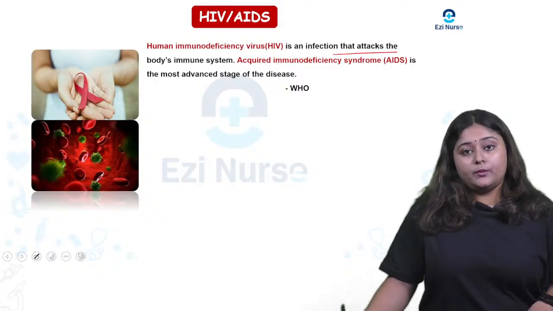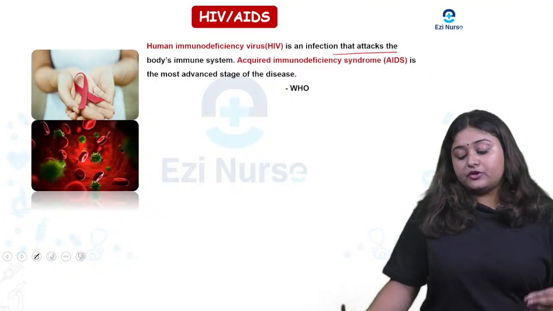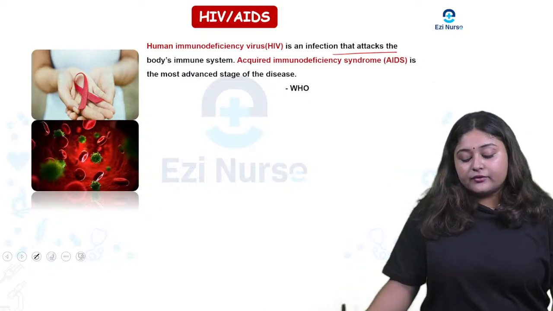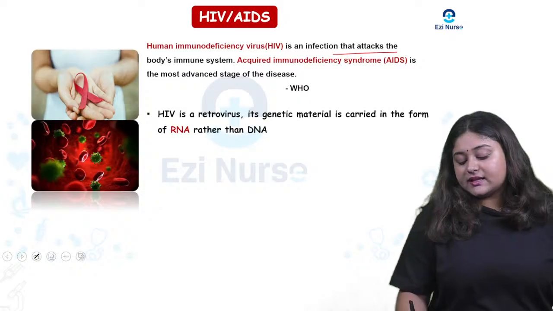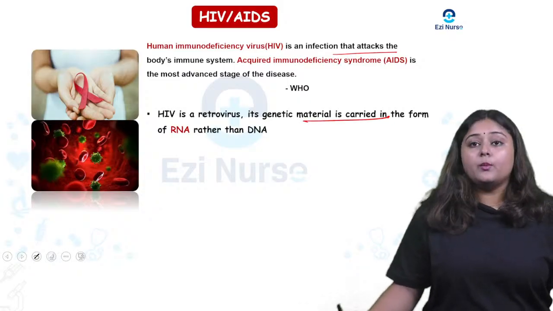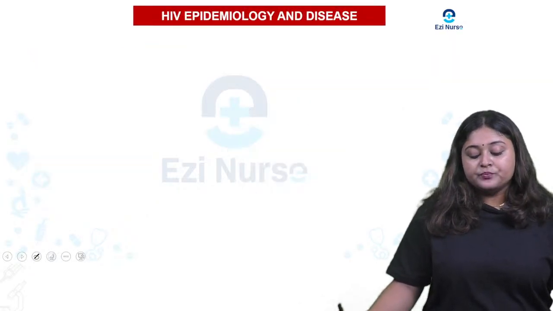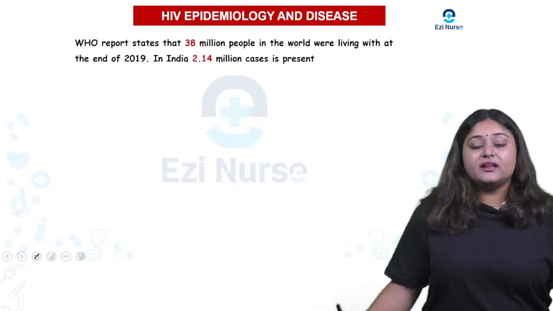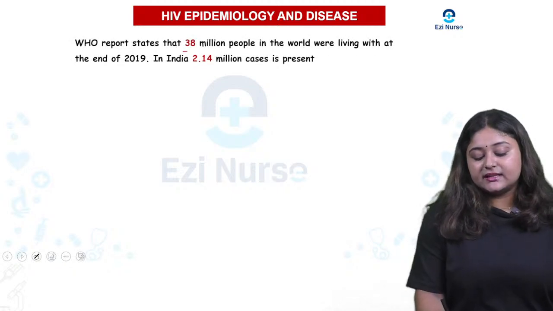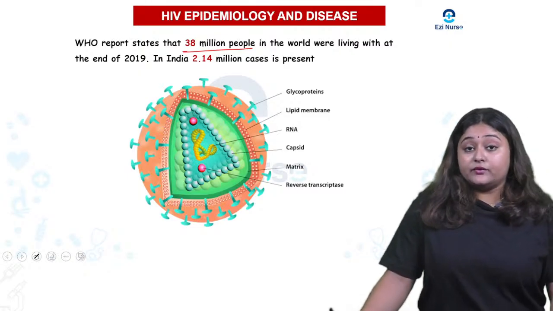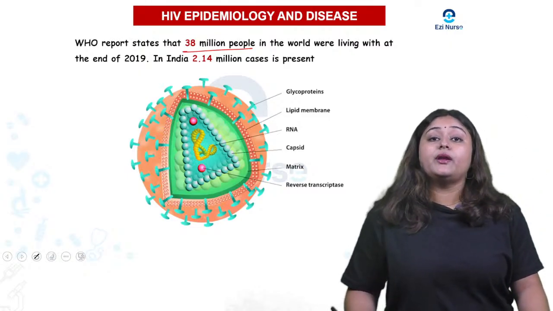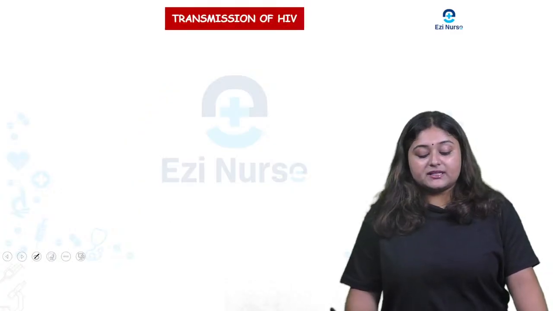Acquired immunodeficiency syndrome is the most advanced stage of the disease, according to the WHO. So it is a retrovirus. Its genetic material is carried in the form of RNA rather than DNA. Okay, so in the epidemiology of the disease, the WHO reports that 38 million people in the world were living with HIV at the end of 2019, and in India 2.14 million cases are present.